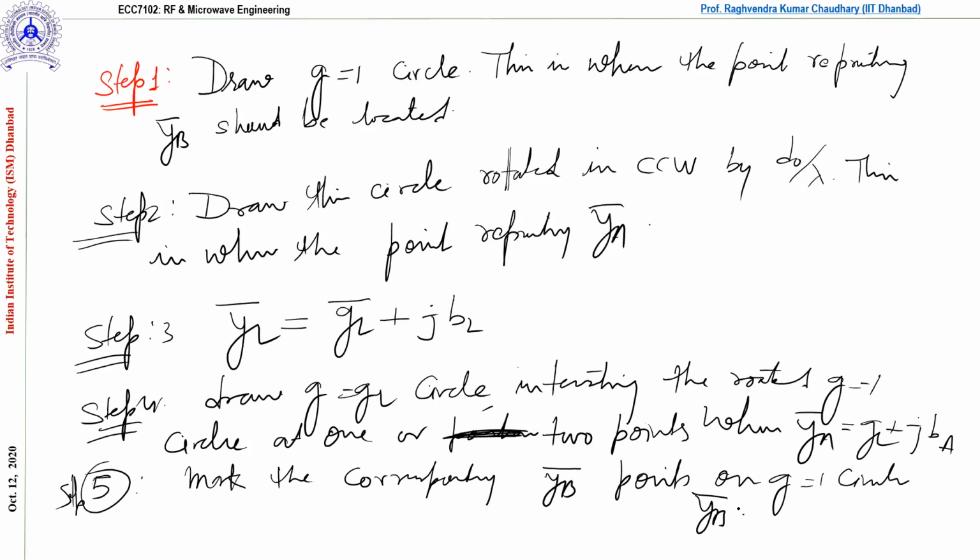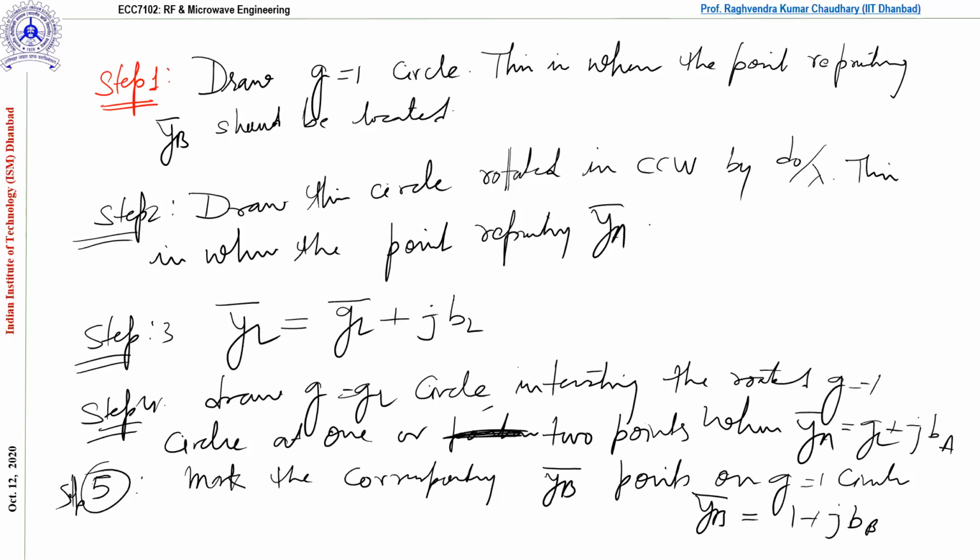Means YB bar is equal to 1 plus JBB. And then after that you have to determine the length LA from the angle between the point YA and YL. And the last step, you have to determine the step length for the second step, LB, from the angle between the point representing minus JBB and PSC, meaning the short circuit point, because your stubs are short circuited. Correct. So this much work you have to perform.